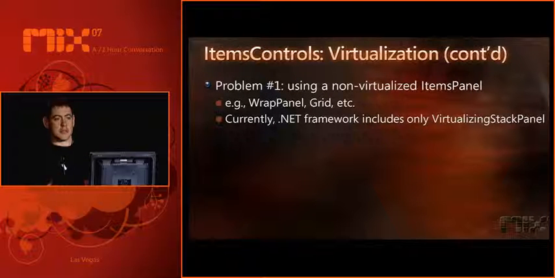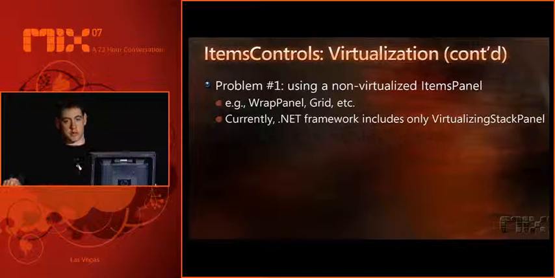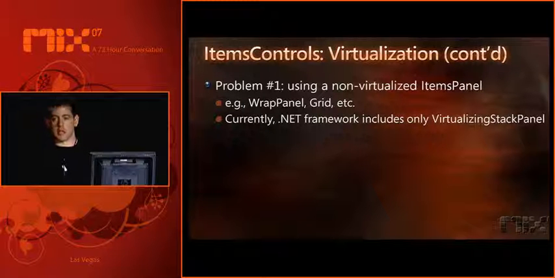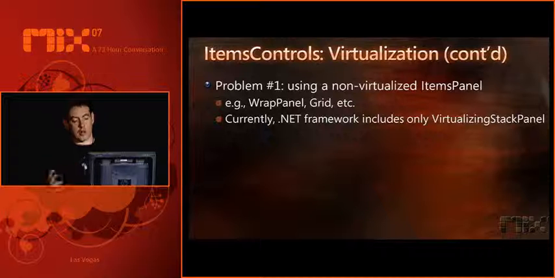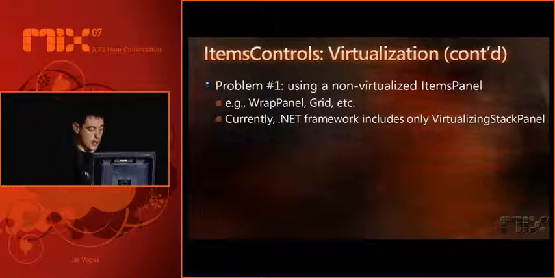The problem is, you don't always want a stack panel. You saw our contact list, where as Josh resized the window, it just started wrapping the contacts based on the amount of space you had. So if you want to use a wrap panel or a grid, you get no virtualization, because the only thing that is provided in the .NET framework is the stack panel.